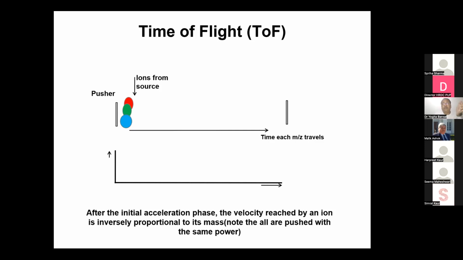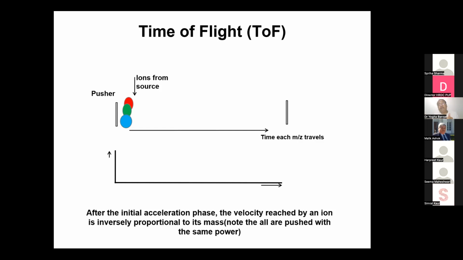Kinetic energy will be the same, because kinetic energy is equal to half mv squared, mass into v squared upon 2. So that is the kinetic energy. Kinetic energy is the same, but masses are different, so their velocities will be different. If the mass is higher, it is an ion, its velocity will be less because kinetic energy is the same.